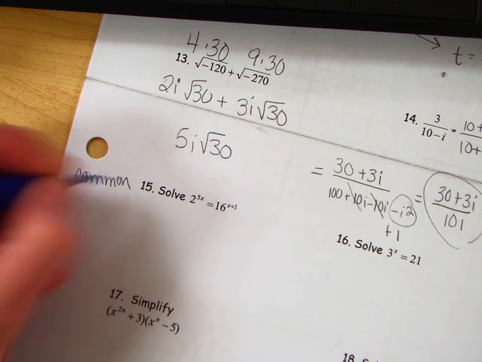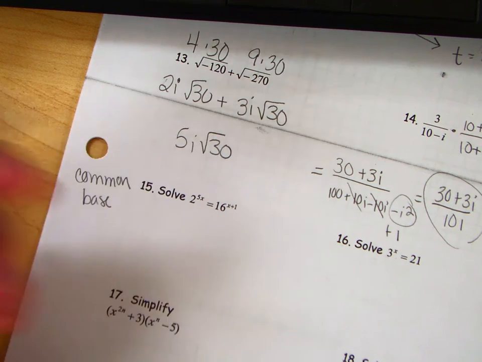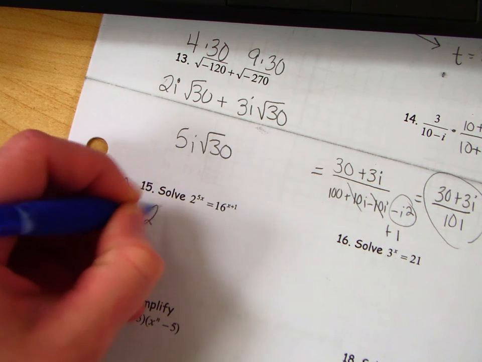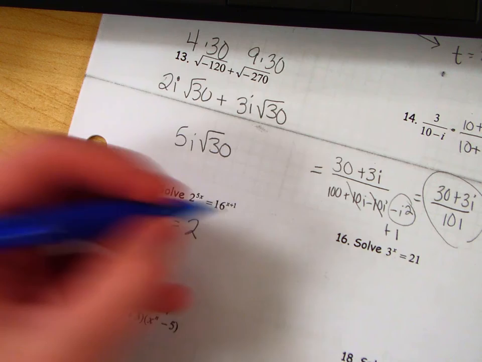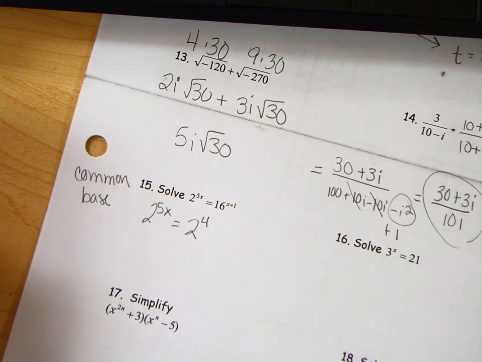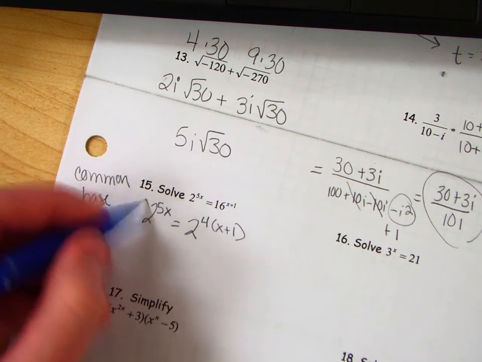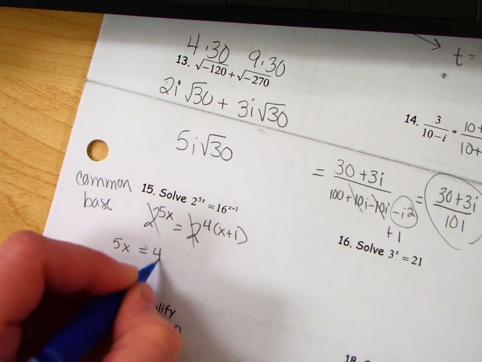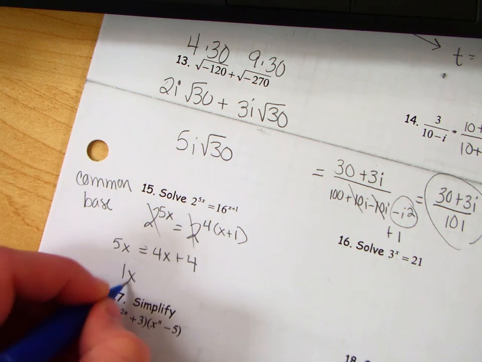Number 15, there's a common base. This does happen on the final. The common base between 2 and 16 is 2. So the left-hand side is going to stay 2 to the 5x. The right-hand side, 16, is 2 to a power of 4. So instead of 16, you do 2 to a power of 4, and then the x plus 1 travels beside the 4. Cancel the 2's and just look at your exponents, distribute, take your variables to the left, and solve.